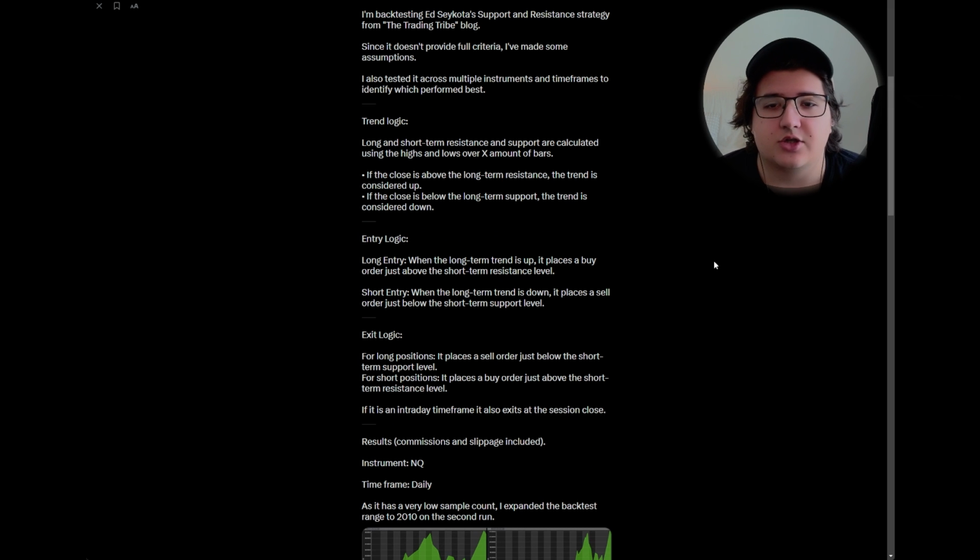Trend logic. We're going long and short-term resistance are calculated using highs and lows over X amount of bars. If the close is above the long-term resistance, then the trend is considered up. If the close is below the long-term support, the trend is considered down. Those trends are built just over X amount of bars, so you could change that amount. It could be 50 bars, 100 bars, whatever.